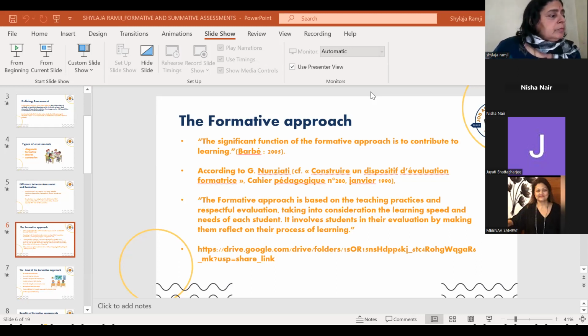Then you have the formative approach. Then actually it was not him. It was much earlier, in 1962. There was this person called Cronbach.